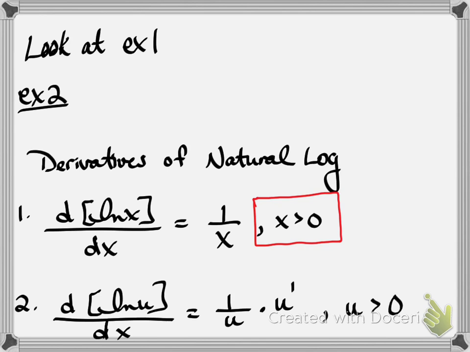I say property 2 is more useful because it's not really often that you're just going to be taking the natural log of just a simple x. It does happen. It's going to happen today, but not as often as it's the natural log of some quantity that we have to deal with. Okay, so let's see how these work. I think you'll like these. They're a really straightforward use of those two rules.